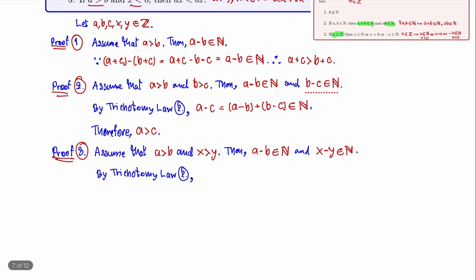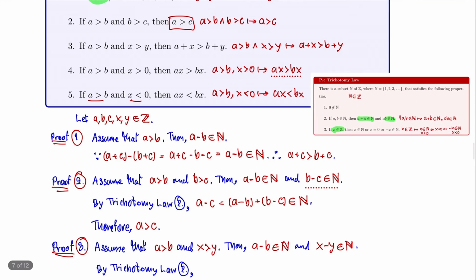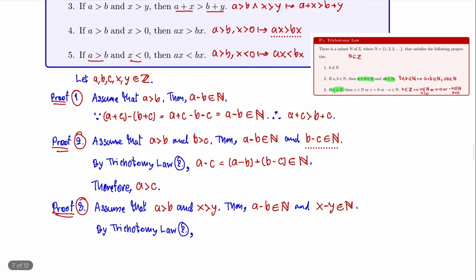So I want to start with a plus x minus b plus y. I'm going to try to show that a plus x minus b plus y, which turns out to be a plus x minus b minus y. Then what do we have? Okay, we're going to use the commutative property. So we're going to have a minus b plus x minus y.